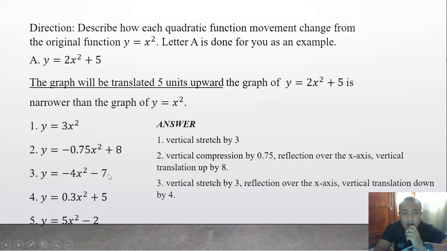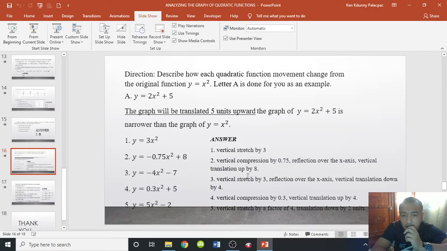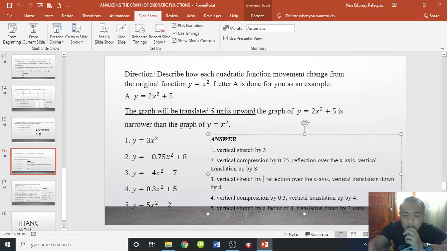How about the number 4? Vertical stretch by 3 should be for reflection over the x-axis. Vertical translation by 4. Parang mali yata yung answer na nyo. Balikan natin. For number 3, vertical translation down by 7.